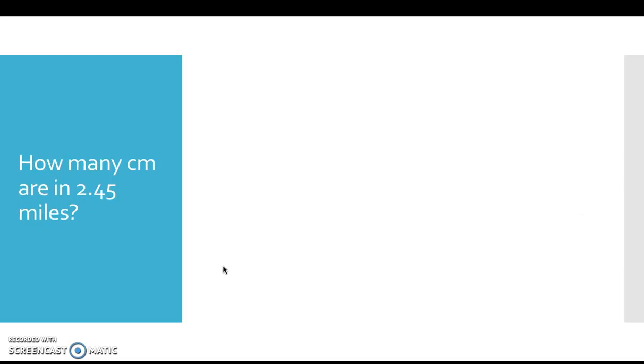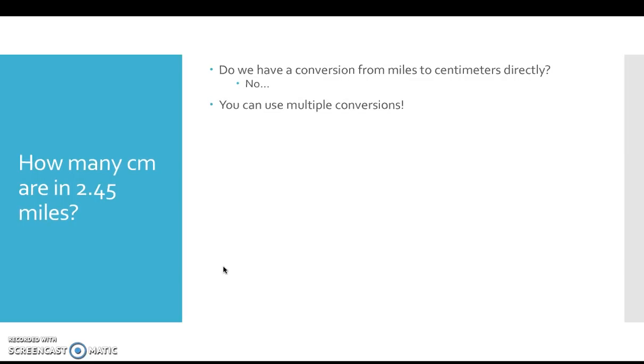Our next problem says, how many centimeters are 2.45 miles? Now, we don't have a conversion directly from miles to centimeters, so we need to use multiple conversions. We set it up the same. First, we're going to identify what we know. We know that 1 mile equals 5,280 feet. That's given to us right on our conversion chart. We know that 1 foot is equal to 12 inches. That's also given on the conversion chart, but I also hope you know that in your head. We know that 1 inch is equal to 2.54 centimeters. Now, that one you probably didn't know, but again, it's given to you on your chart.